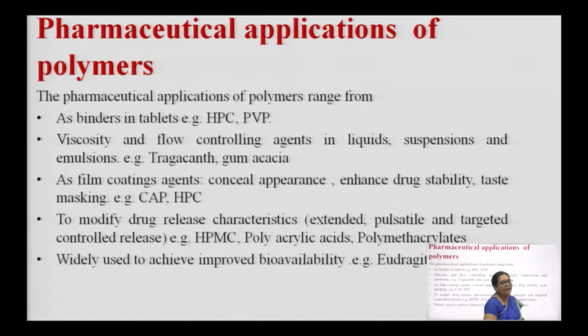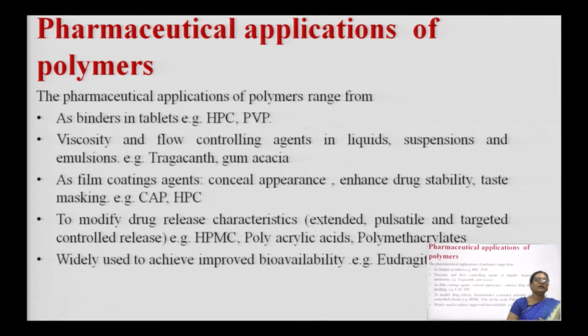Here are some common or conventional applications of polymers. The first one: polymers have been used as binders in tablets, as binding agents during the granulation process, and most commonly used out of these are hydroxypropyl cellulose and polyvinyl pyrrolidone. They have been used as viscosity and flow controlling agents in liquid preparations and dispersed systems, biphasic systems, to enhance the stability of the preparation. For example, polymers like tragacanth and gum acacia.